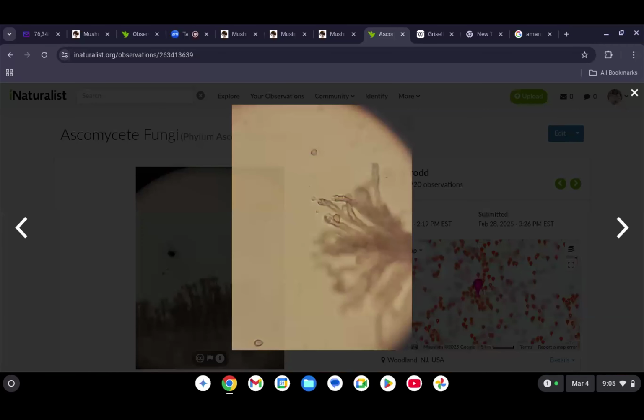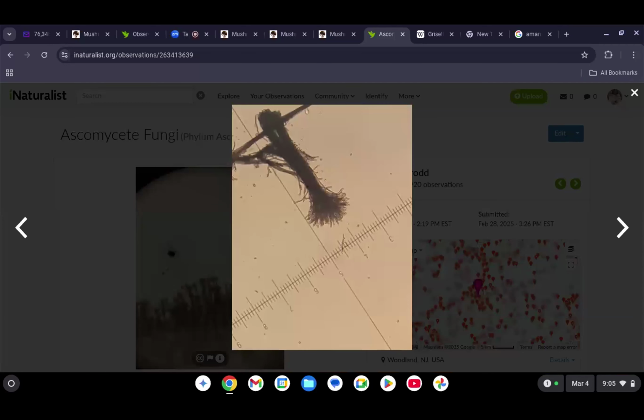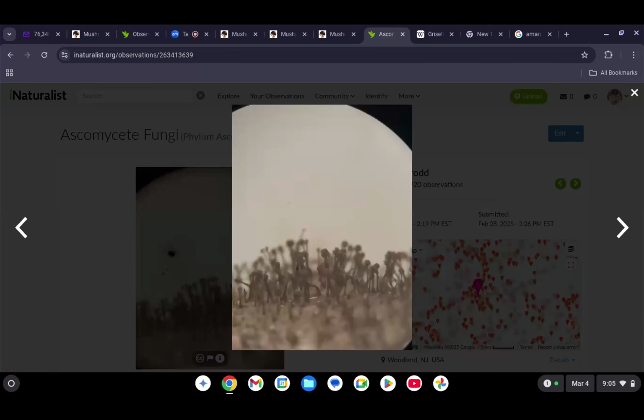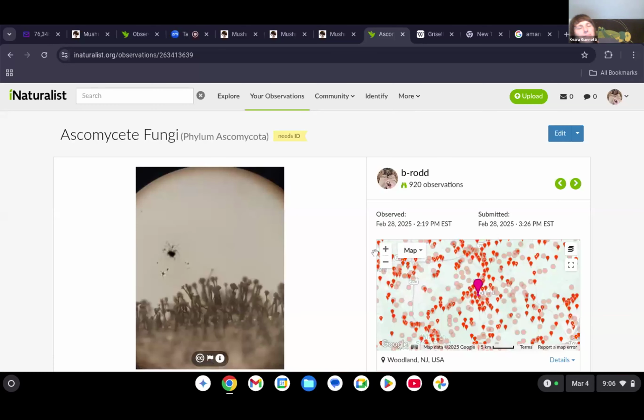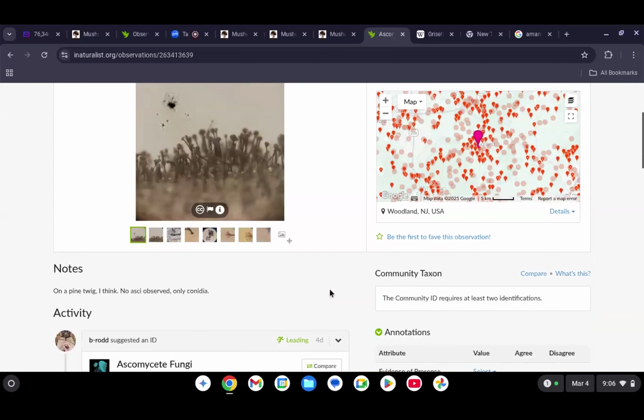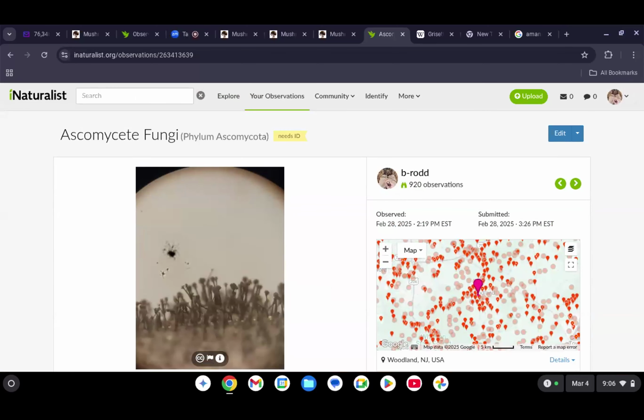But yeah, that's all I got on it. I'm just calling it something in Ceridiomycetes or Ceridiales, really. I have no idea what the thing is. Very cool. Really nice pictures. Thank you. Anyone have an idea on what that thing could be? Awesome.